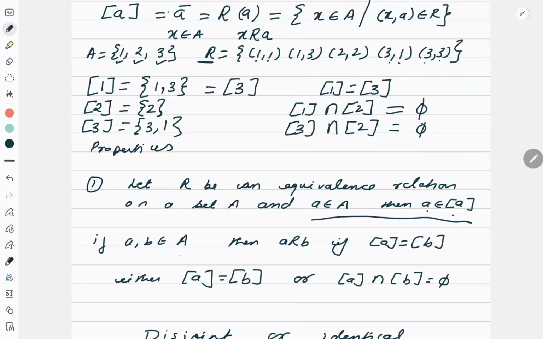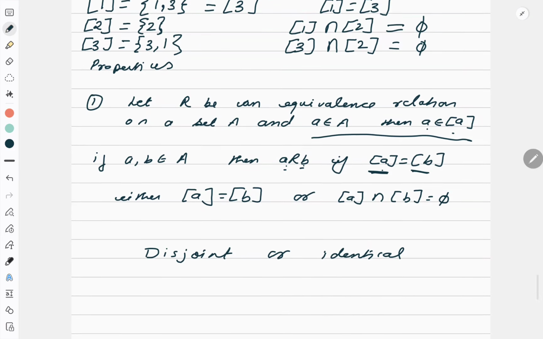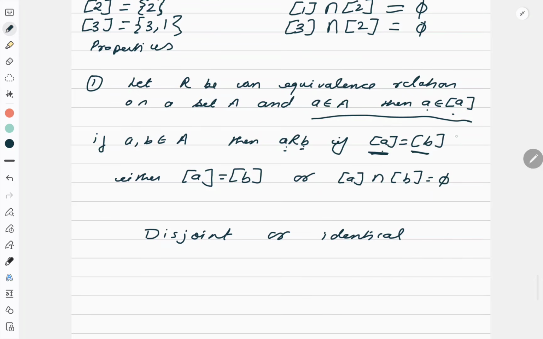In the same way, if a and b belong to A, then a is R related to b if the equivalence class of a is equal to the equivalence class of b. If two elements are related to each other, then their equivalence classes will be the same. For example, in this question, 1 and 3 are related to each other, and that's the reason their equivalence classes are the same. If I suppose I have (3,4) also and there is a set with 4 also, then the equivalence classes of 3 and 4 will also remain the same because they are related by the same relation. So this is what I was explaining to you, that either they are the same or they are disjoint. These two are very important properties of equivalence classes.